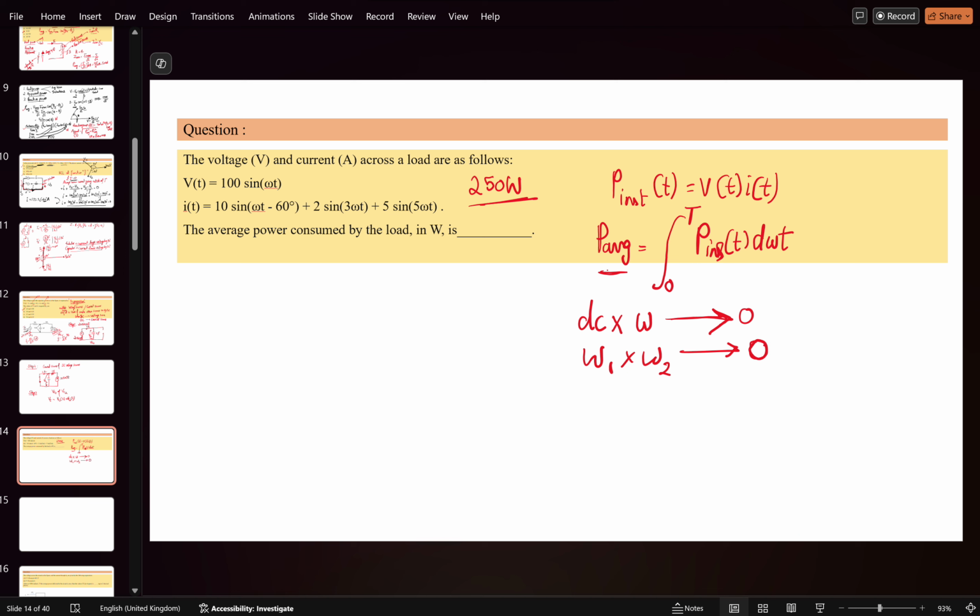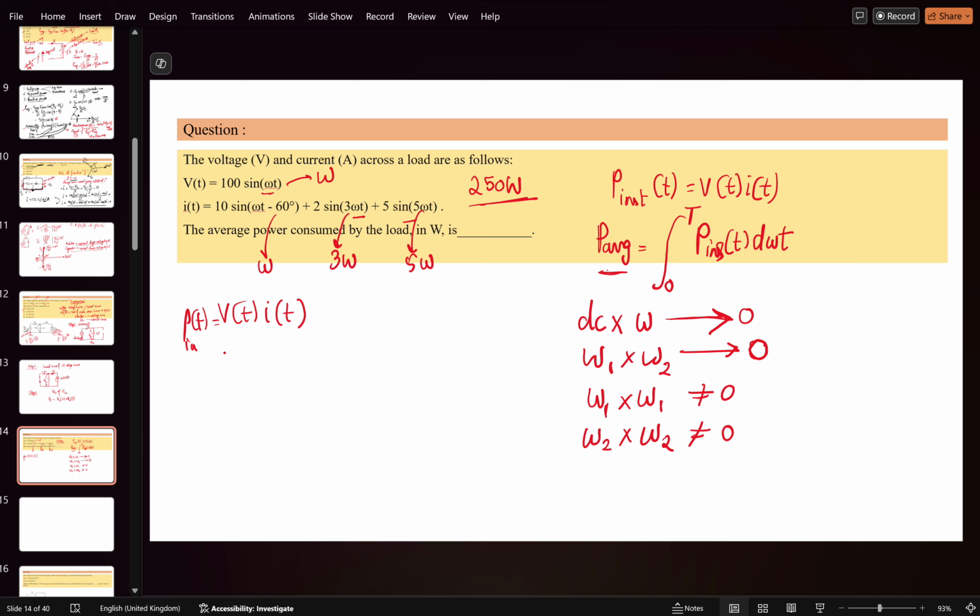Okay. So the same concept applies here also. In v(t) and i(t), different frequency terms are there. Here the omega frequency is there, and here omega is there, and here 3 omega, here 5 omega. So what non-zero term will come into the picture? When you multiply this omega with the 3 omega or 5 omega, it will become 0. So let's try to find out the value of v(t)i(t) basically, p(t), the instantaneous power.